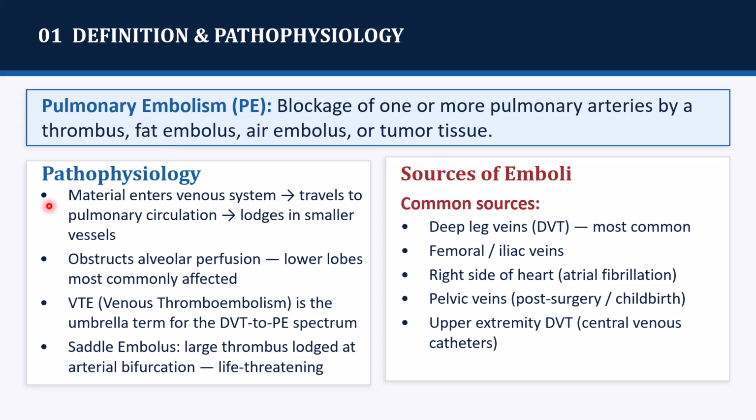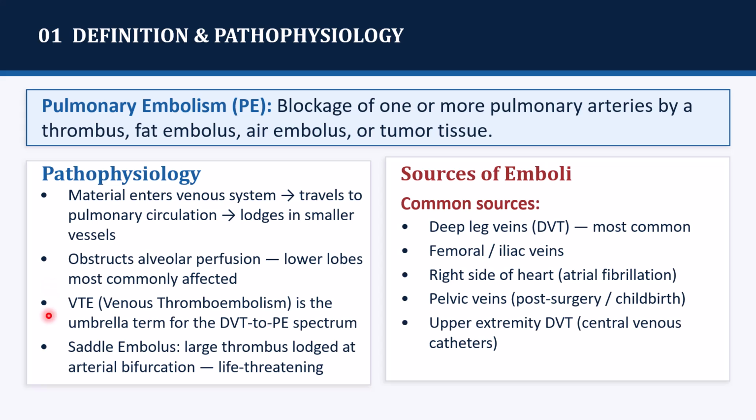The pathophysiology, here is how it happens step by step. A piece of material, usually a clot that broke off from a deep vein, enters the venous system. It travels through the right side of the heart and out into the pulmonary circulation. As the blood vessel gets smaller and smaller, the clot eventually gets lodged. And when it lodges, it blocks the perfusion to the alveoli in that area, meaning the lungs can't properly oxygenate the blood. The lower lobes are affected most often.